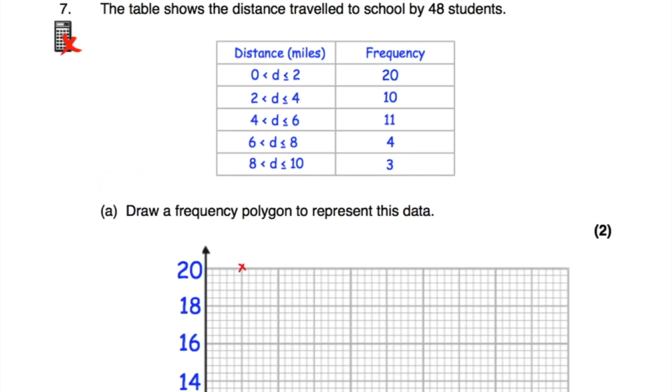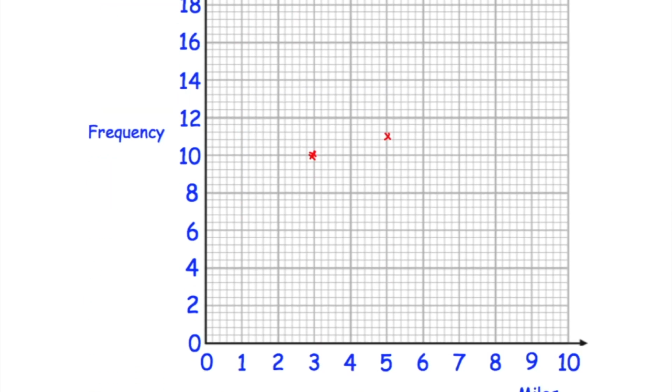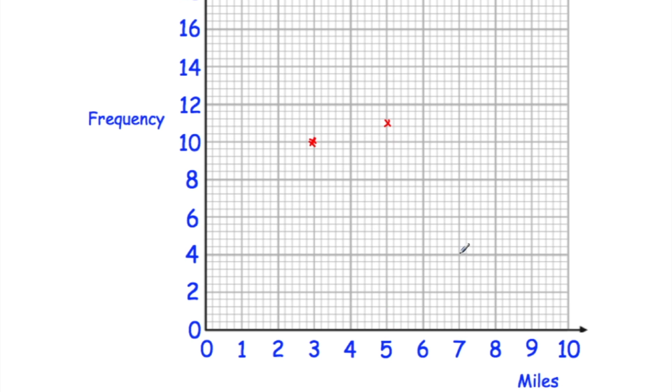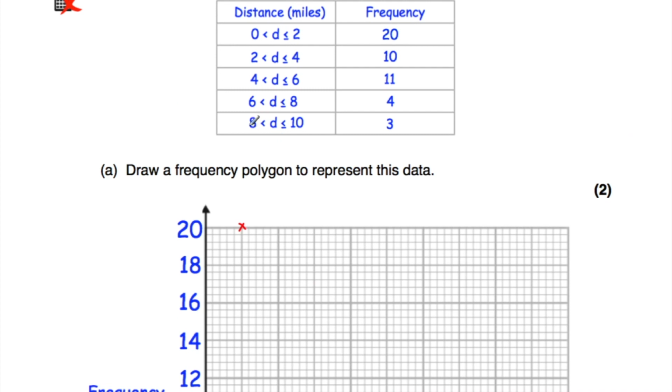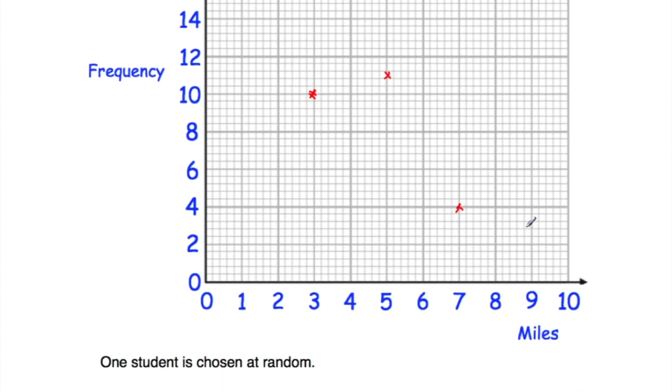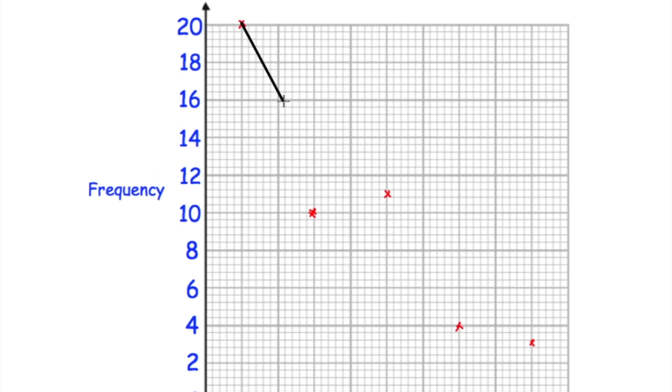And then next we're going to go between 6 and 8. So we're going to go 7 across and 4 up. There. And finally, we've got between 8 and 10, so that's 9 across and 3 up, which will be there. And we just need to join our points up. So we're getting a ruler and a pencil, join up the first to the second to the third to the fourth, and the fourth to the fifth. And that's it. So we've drawn our frequency polygon.